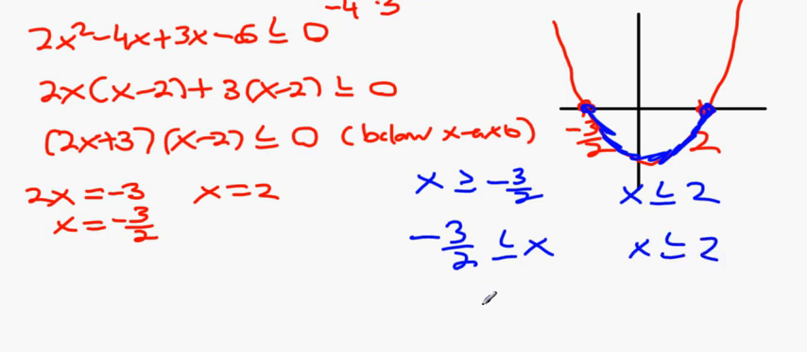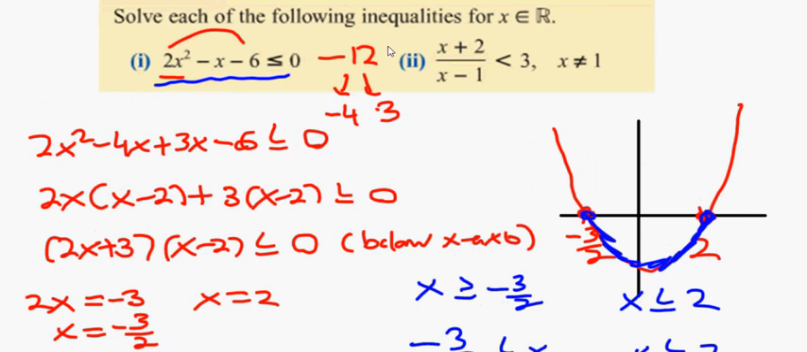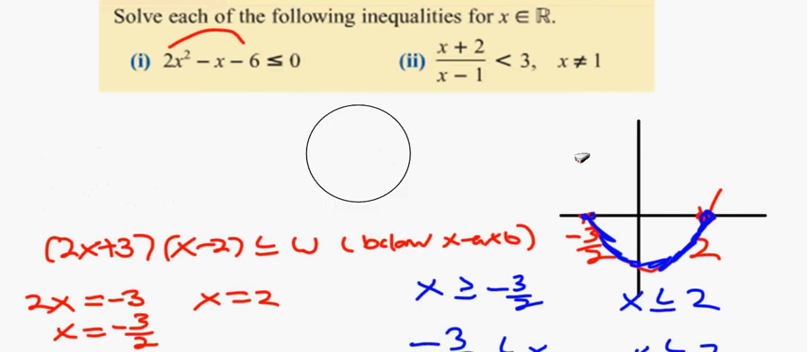Then finally you can join them together into one inequality if you want. This means all the numbers between minus 3 over 2 and 2. Okay, next one is going to be part 2 here.